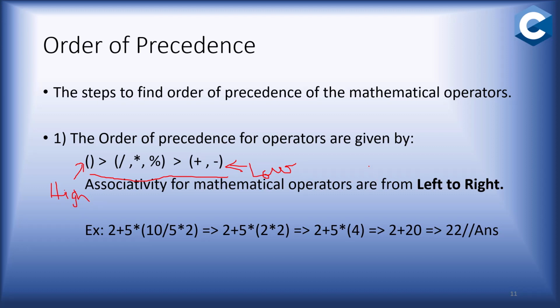Take this expression, 2 + 5 * (10 / 5 * 2). Following the order of precedence, we first do the multiplication and division inside the parentheses. 10 divided by 5 times 2 is equal to 2 * 2, which is equal to 4. Then, we multiply 5 by 4. 5 times 4 is equal to 20. Finally, we add 2 to 20. 2 plus 20 is equal to 22. So, the entire expression equals 22.